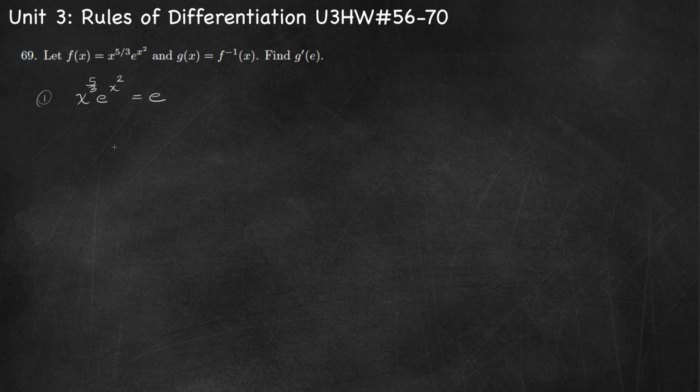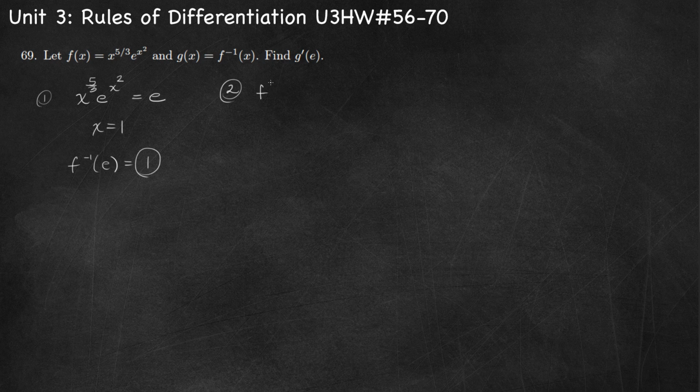Okay, so you can solve this graphically on your calculator, or we could try guess and check. If I try x equals 0, on the left-hand side I get 0, so that doesn't work. If I try x equals 1, on the left-hand side I get 1 to the power 5/3, which is 1, times e to the power 1, which is e, so that works. That is our solution here, x equals 1. So I know f inverse of e equals 1.